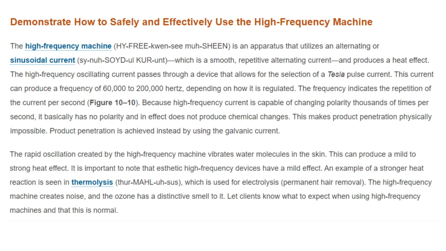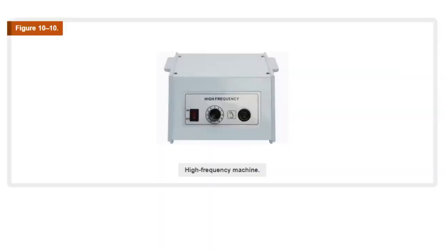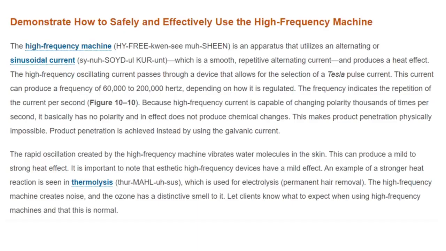Because high-frequency current is capable of changing polarity thousands of times per second, it basically has no polarity and in effect does not produce chemical changes. This makes product penetration physically impossible. Product penetration is achieved instead by using the galvanic current. Figure 10.10. High-frequency machine. The rapid oscillation created by the high-frequency machine vibrates water molecules in the skin. This can produce a mild to strong heat effect.